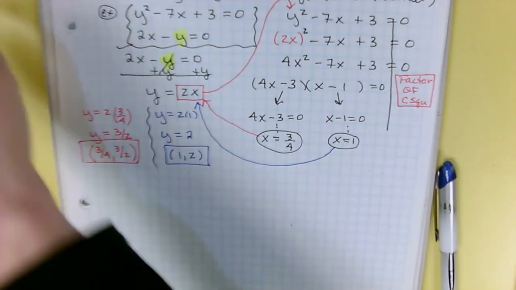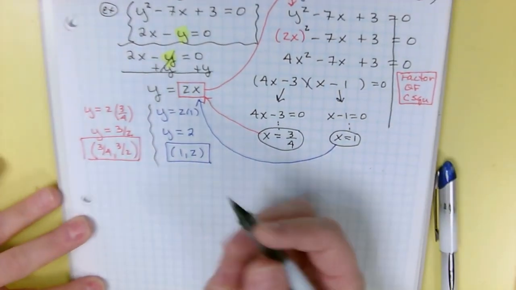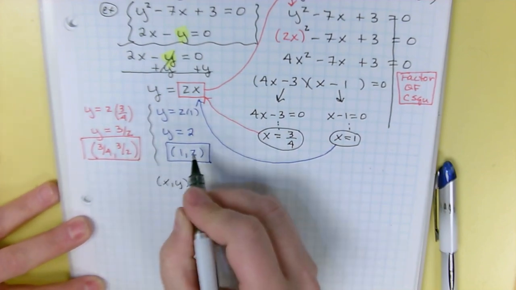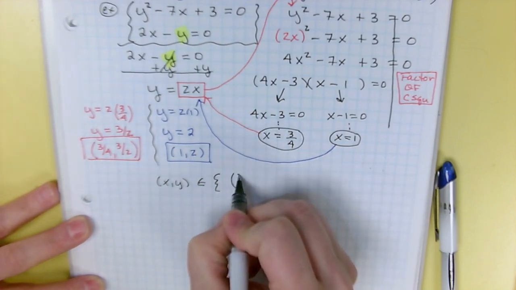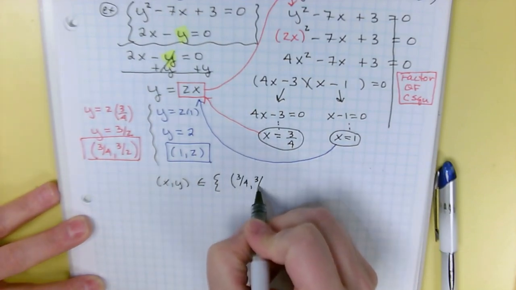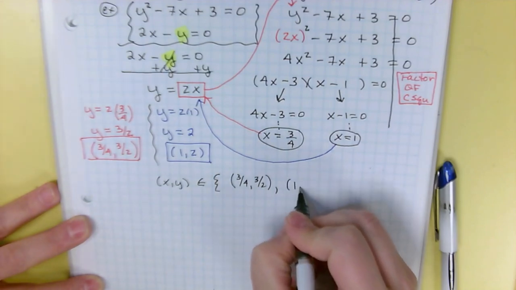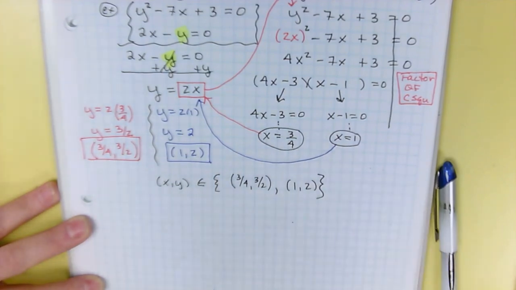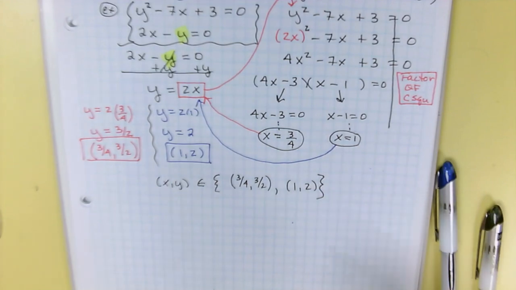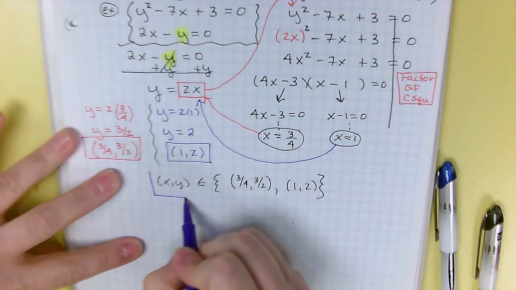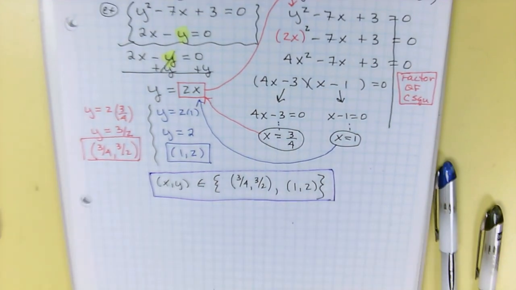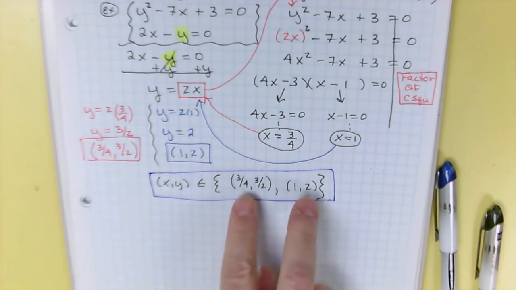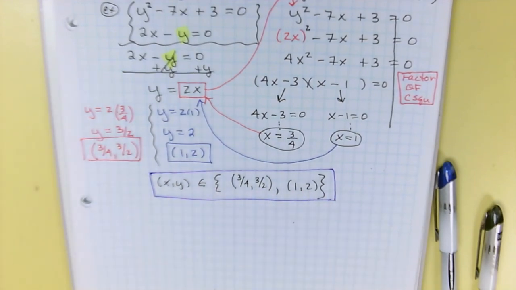The way you can write that answer is (x, y) is an element of the set containing, and then you list the pairs. So (3/4, 3/2) and (1, 2). So you still use roster notation to list your solution. It's just that you still do ordered pairs, but you're going to use roster notation so that you can list more than one ordered pair. So there's your ordered pairs and then rosters with the braces.